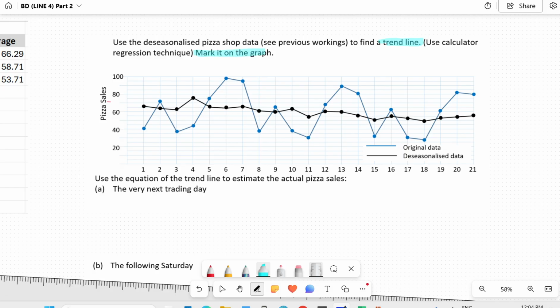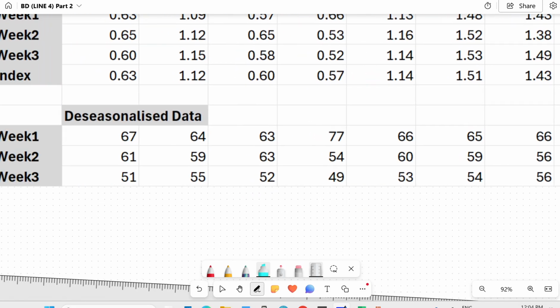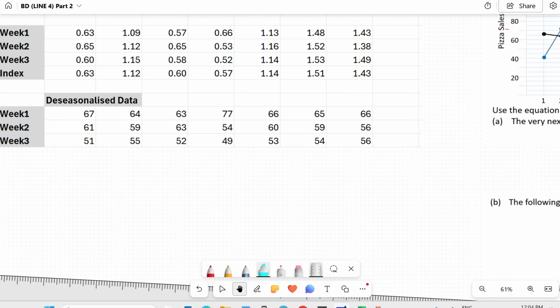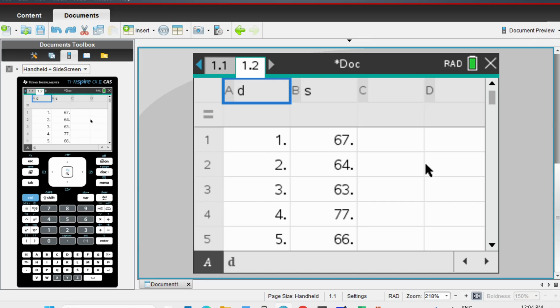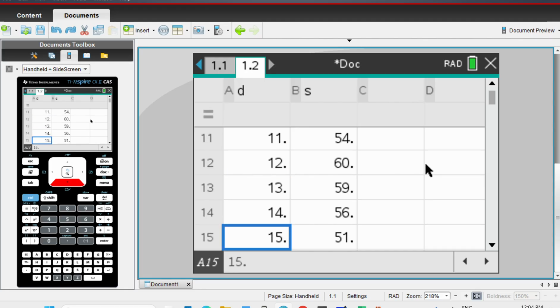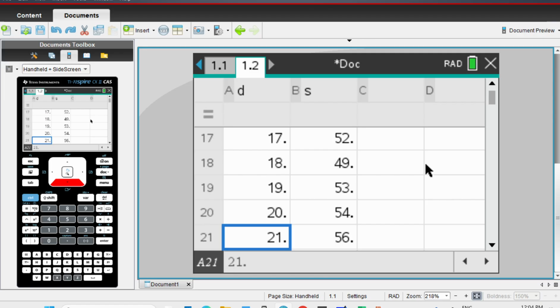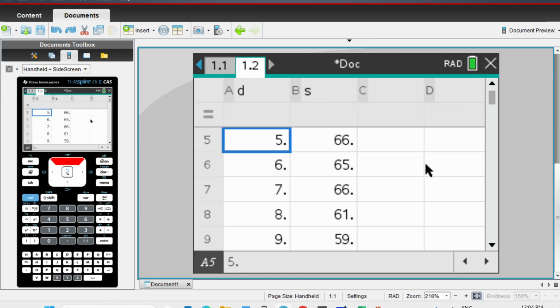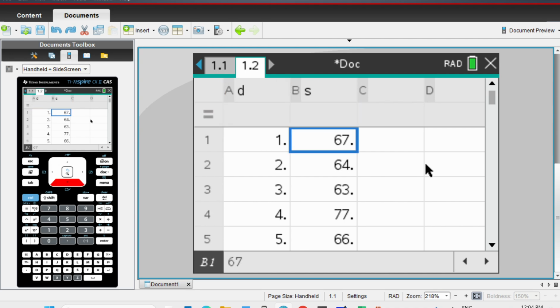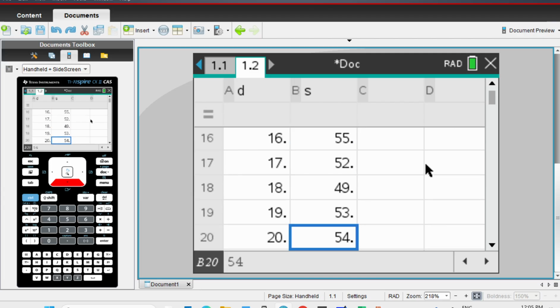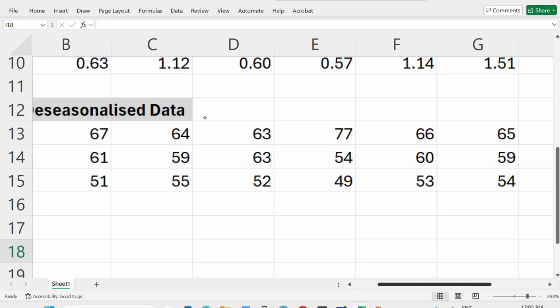So the first thing we're asked to do here is to fit a trend line and mark it on the graph. Now we're going to use the deseasonalized figures to do that. So that means these figures here. Okay, so what I want you to do is go ahead and in the X list, or the list 1, we need to enter the day number. There are 21 days, so we're going to go from 1 to 21 in that list, like that. And then in the Y list, you put the deseasonalized figures. All of those deseasonalized figures, you type them in. So these ones down here at the bottom.